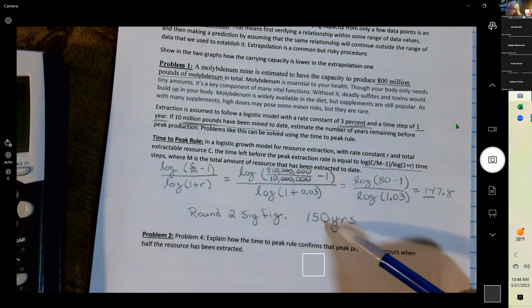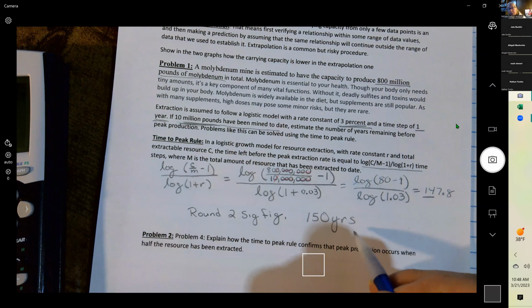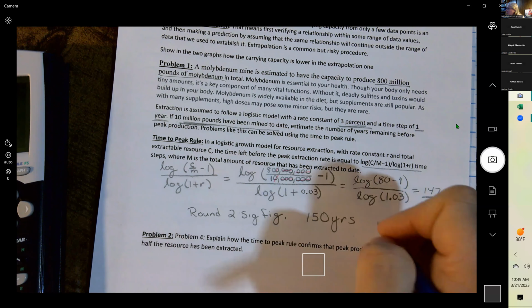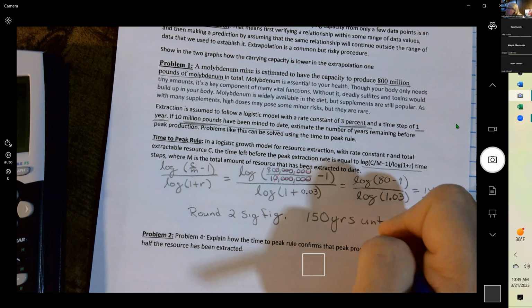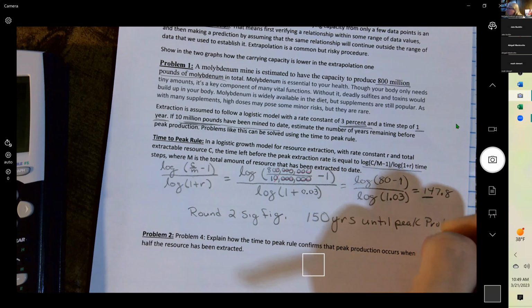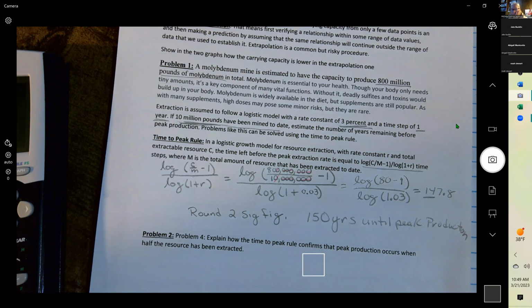So after 10 million is already extracted, it will take 150 years before we hit the peak production. Any questions on that part?